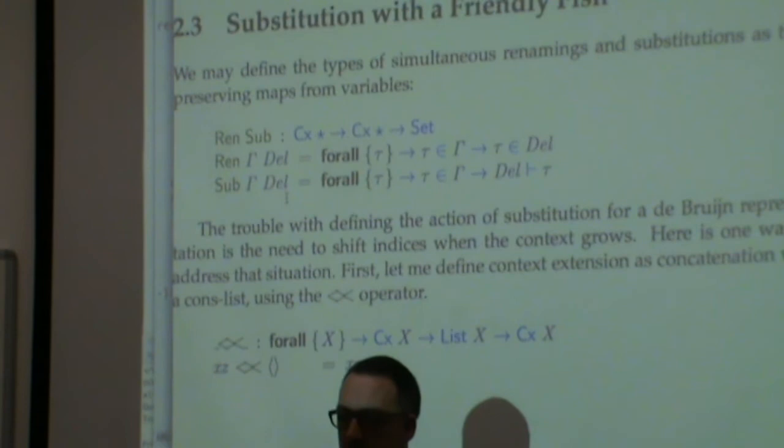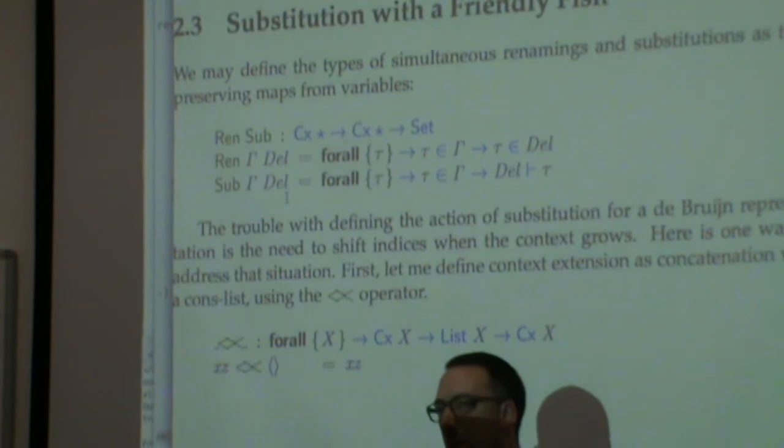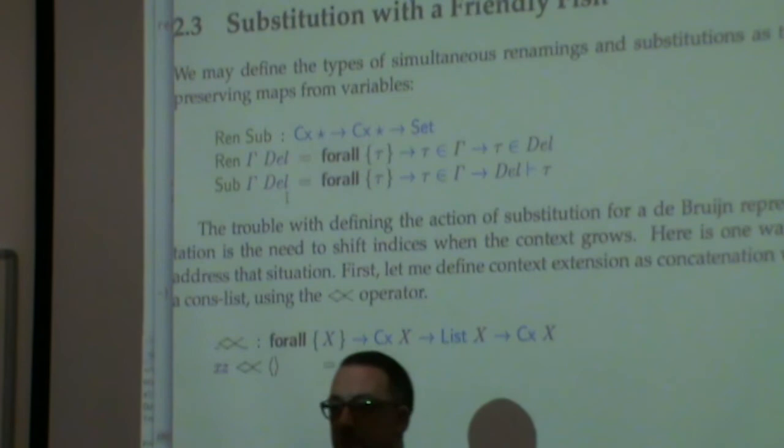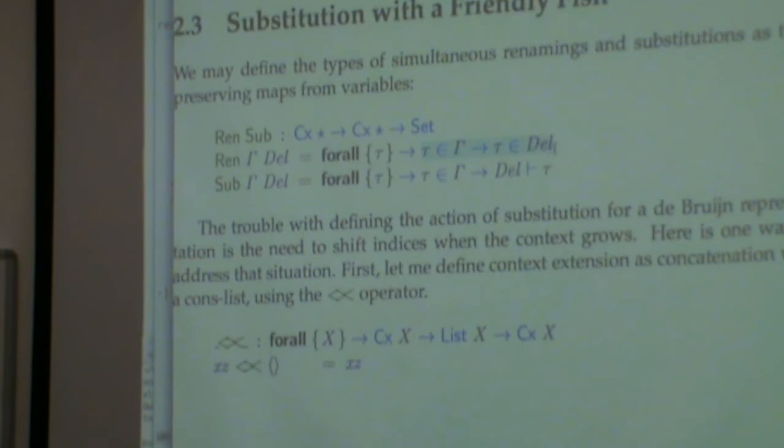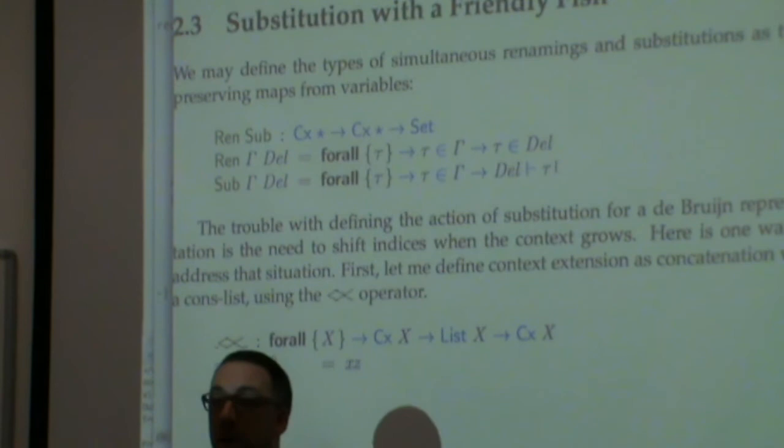So first of all, I define what it is to be a simultaneous renaming or a simultaneous substitution from gamma to delta. And a simultaneous renaming is a type-safe mapping of variables from one context to the other. Simultaneous substitution is a mapping of the variables from one context to terms over the other, which respects type.